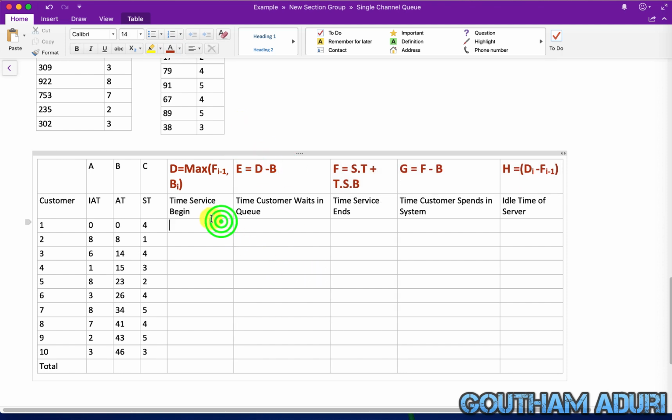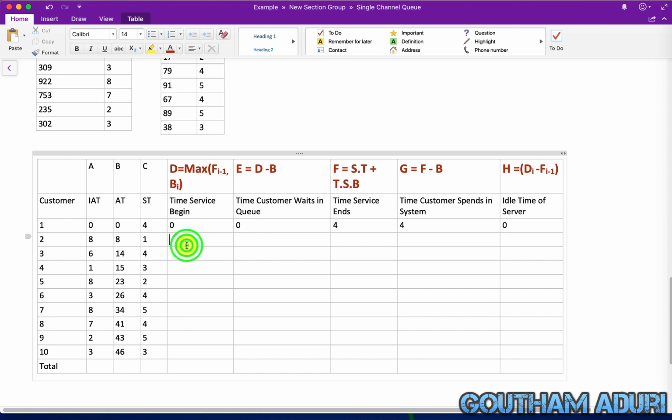Now time service begins of the first customer will be 0 because the inter-arrival time is 0 and there is no previous time service ends. And time customer waits in the queue is nothing but D minus B, so it's 0 minus 0, 0. Time service ends, service time plus time service begins, it's 4. Time customer spends in the system is time service ends minus arrival time, it's 4. Idle time of the server is 0.